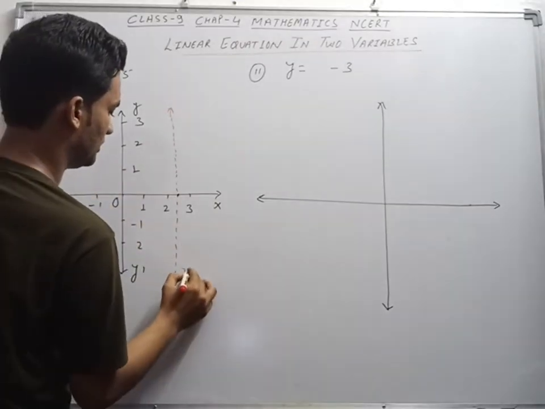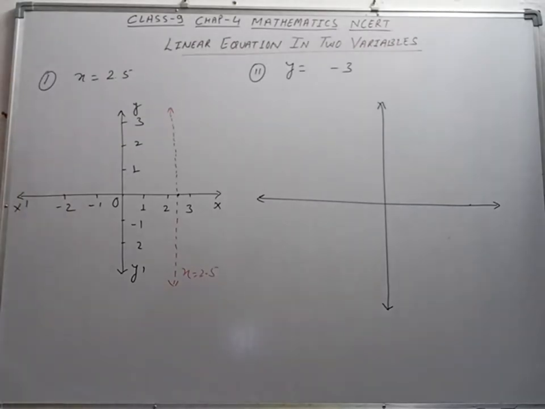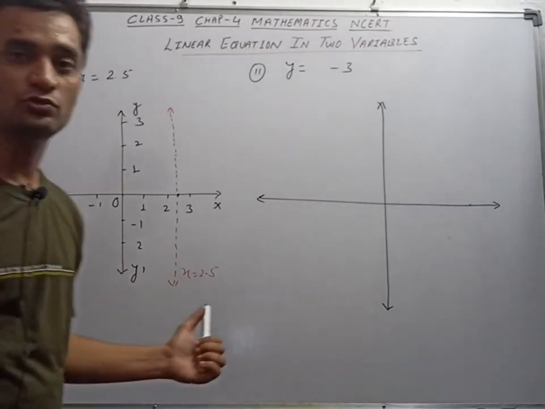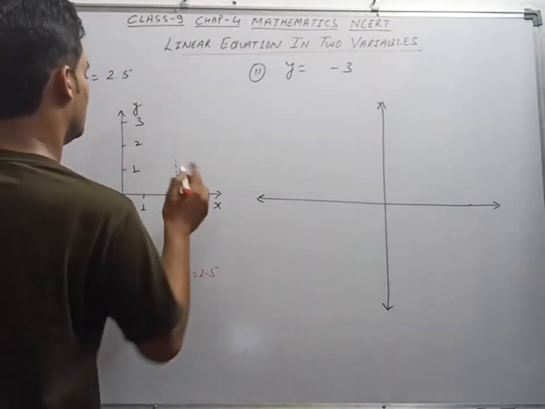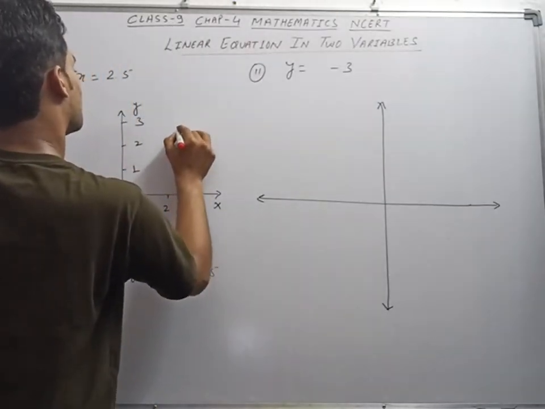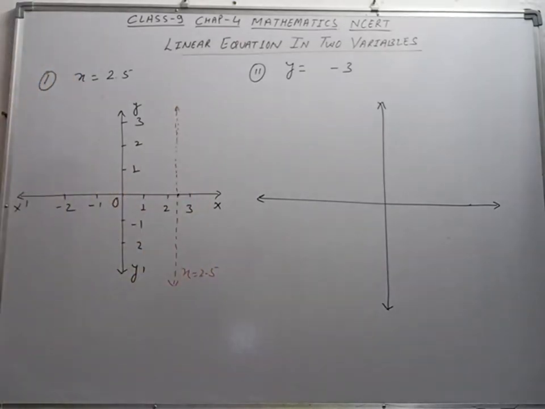This is x equal to 2.5, which must be parallel to the y axis. It is not looking parallel. Again I am telling you, use geometry box and scale for making the graph sheet. So this will be x equal to 2.5, which will be parallel to the y axis.